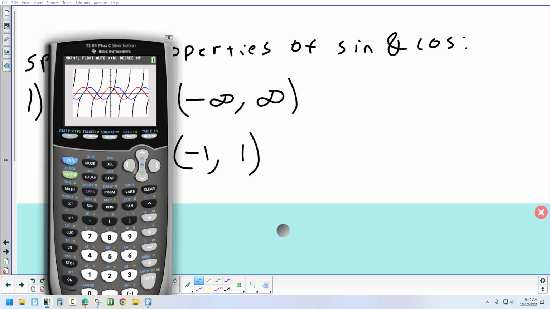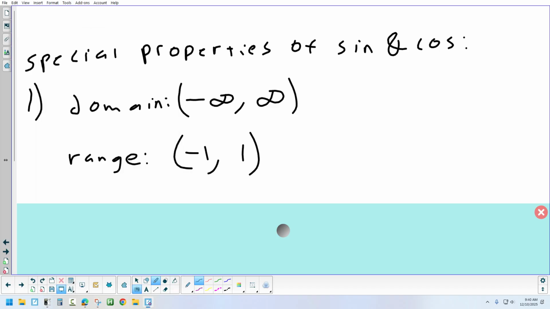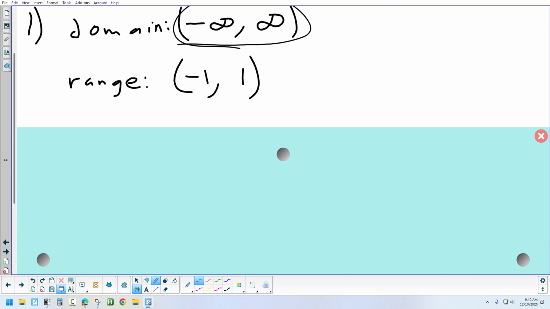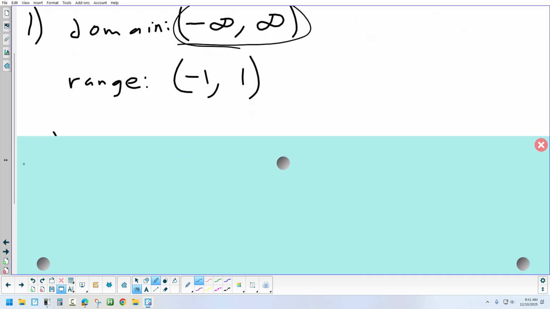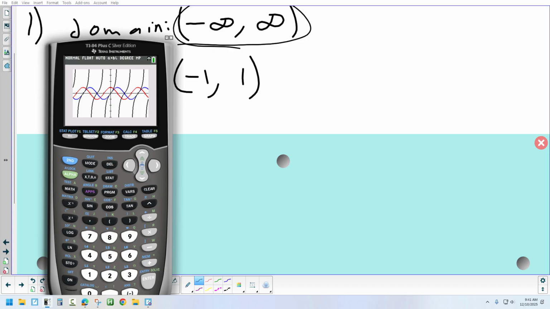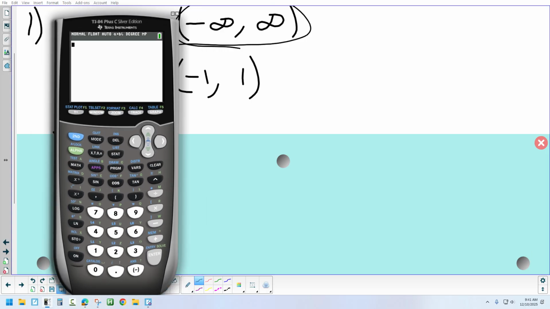If I drew cotangent, secant, and cosecant, they would look a little different, but you would still see them broken into pieces. Sine and cosine are the only connected graphs. That's why the domain is all real numbers. All right, so let's look at one more thing.